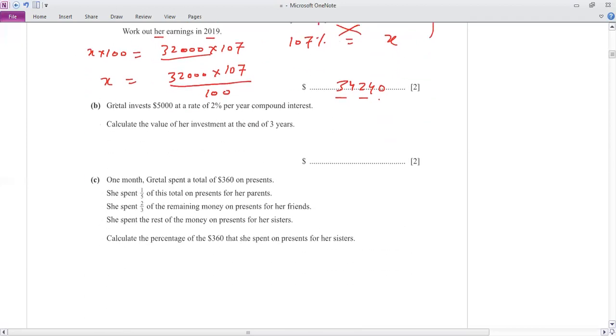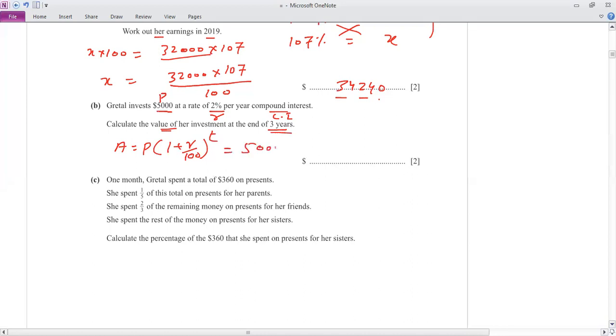Next is Gretel invests 5,000 at rate of 2% per year compound interest. Whatever is invested is the principal. This is rate, and interest is compound interest. Keep in mind. Calculate the value. Value means amount. The formula for amount of the compound interest is P into 1 plus R over 100 to the power T. T should be accordingly, as she is investing 2% per year. So for how long she invested? She invested for 3 years. So just put the values to get the amount.